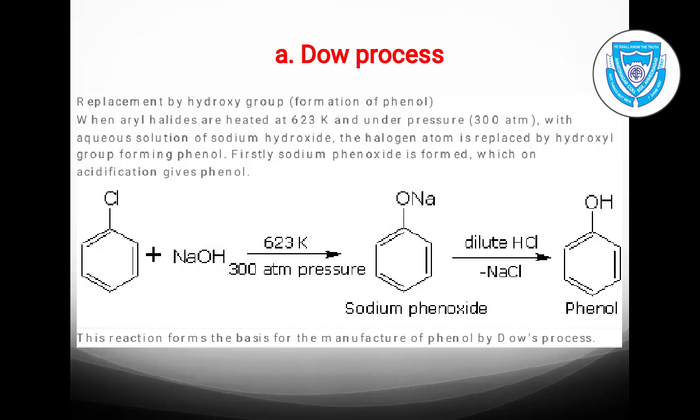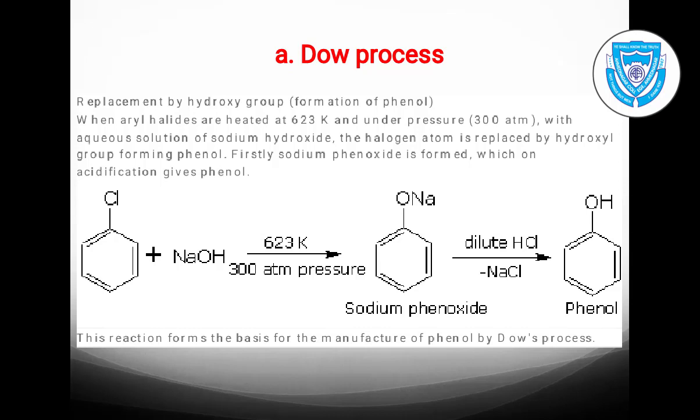The first method of preparation of phenol is the Dow process. Dow process is an industrially very important method of preparation of phenol. In this reaction, an aryl halide is heated at 623 Kelvin at 300 atmosphere, and you get sodium phenoxide, and when this sodium phenoxide is further diluted with HCl, phenol formation takes place. So, here first you get sodium phenoxide, that is O minus Na plus. Sodium phenoxide on further dilution with HCl will give you phenol.